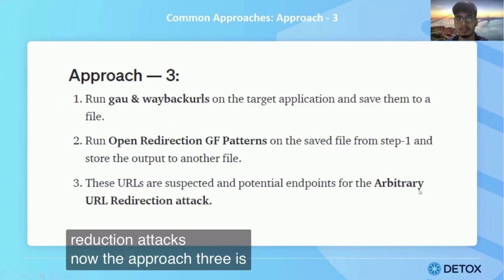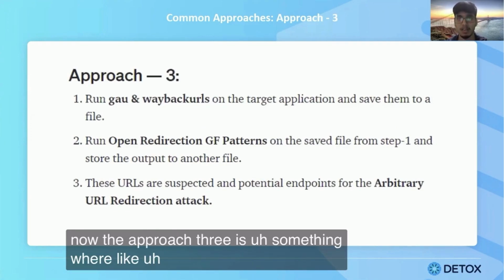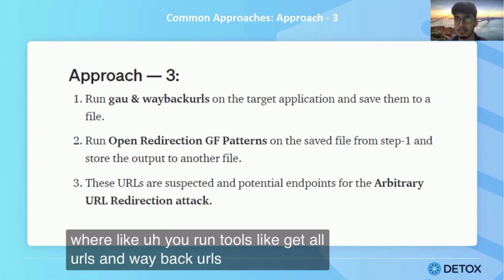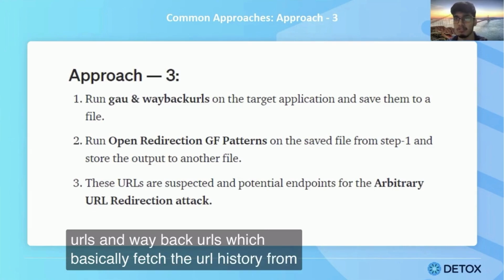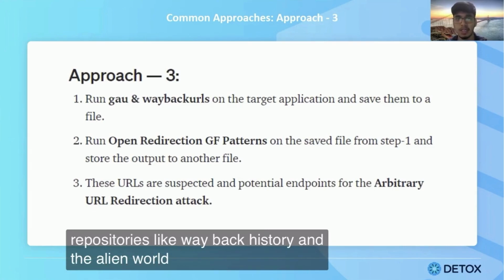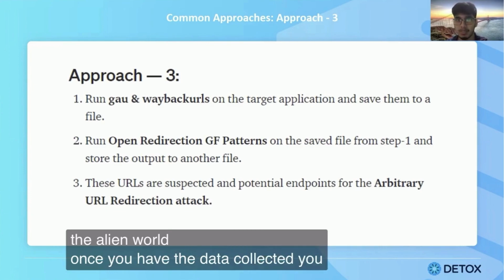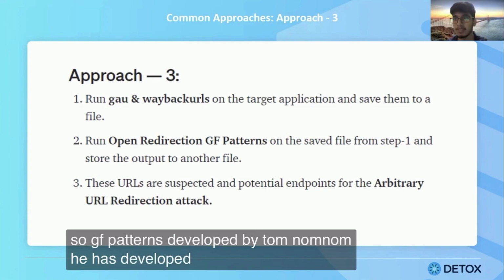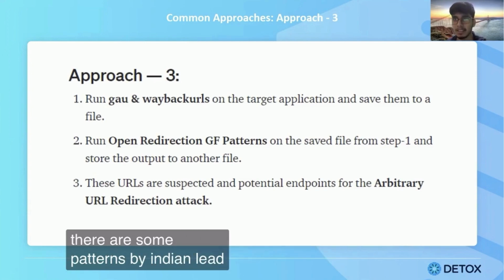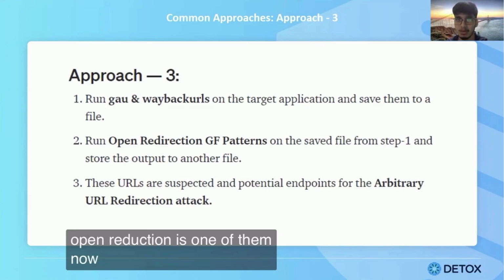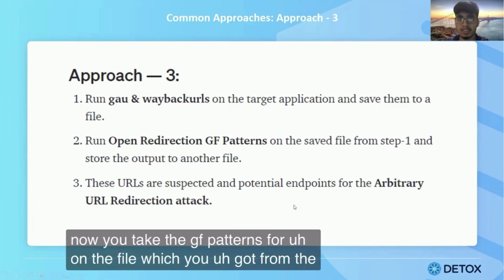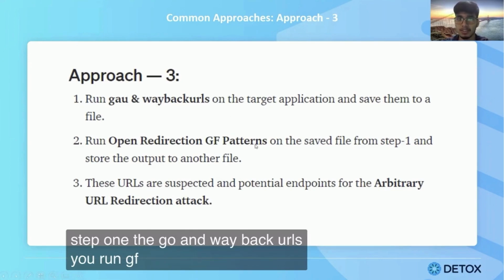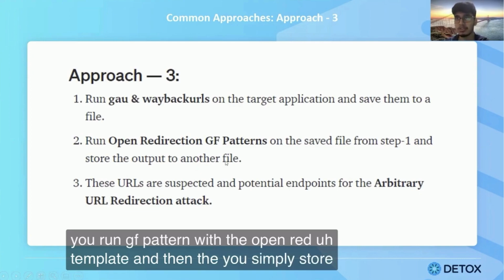Now, approach 3 is where you run tools like gau (Get All URLs) and waybackurls, which fetch the URL history from repositories like the Wayback Machine and AlienVault. Once you have the data collected, you use the open redirection GF patterns. GF patterns were developed by Tom Hudson (tomnomnom). He has developed really great tools, and there are some patterns, open redirection being one of them. You take the GF patterns and run them on the file you got from step 1, the gau and waybackurls output. You run gf with the open redirection template, and then you simply store the output to another file.